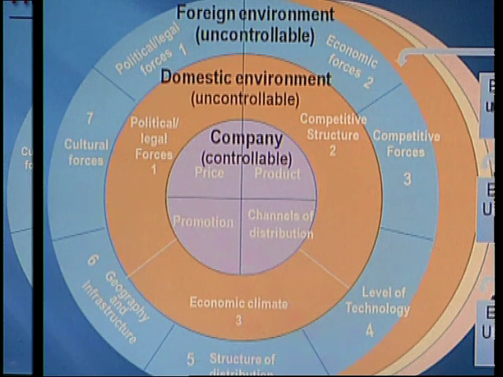Now, let us see the second circle, which comprises 3 forces: political or legal forces, competitive structure, and economic climate. These forces are not controllable. That is why a marketer needs to alter his marketing program to adapt to these forces. For example, in the case of political or legal forces, a marketer cannot control them, and they directly affect the marketing activities of an international marketer.